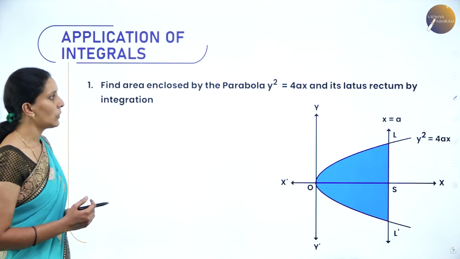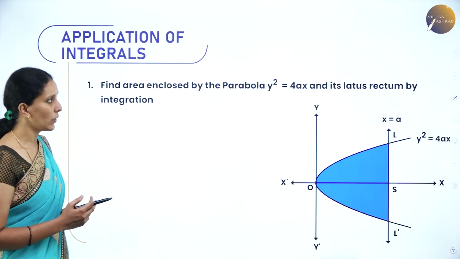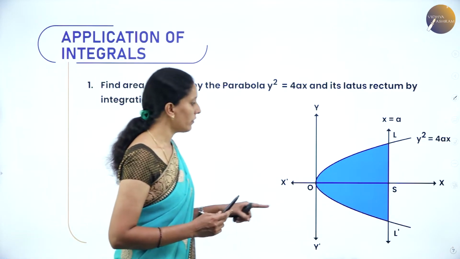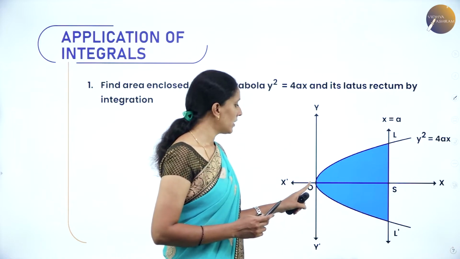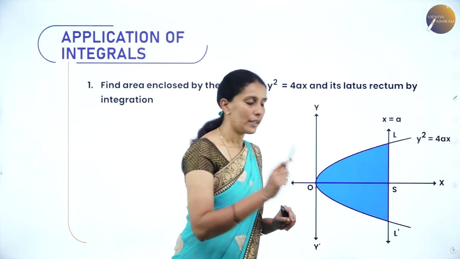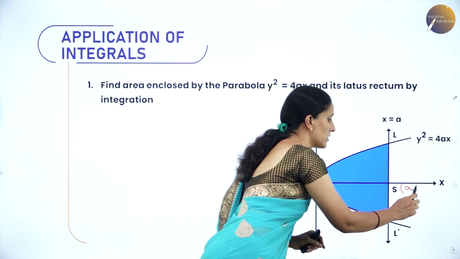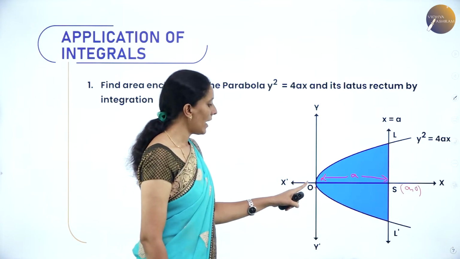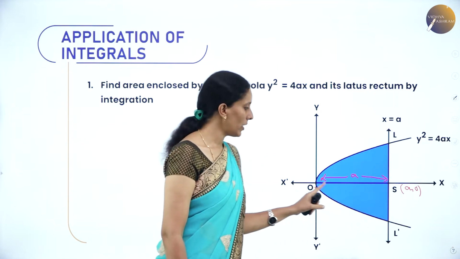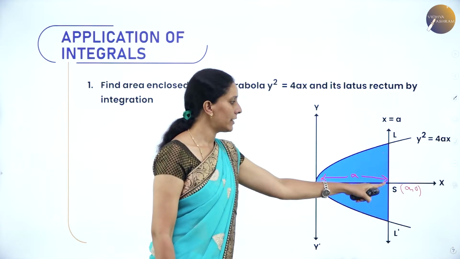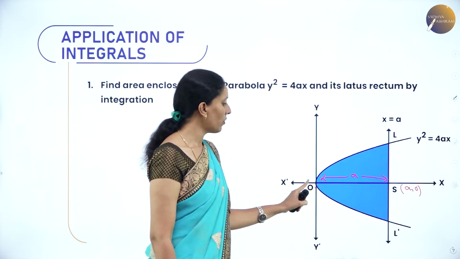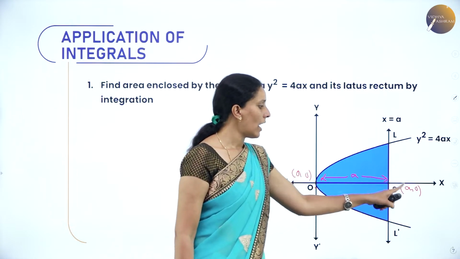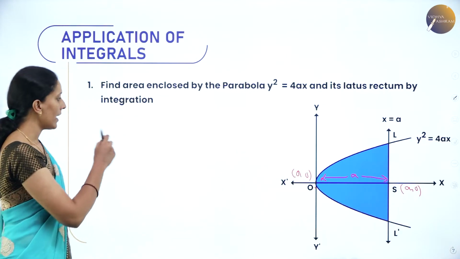Find the area enclosed by the parabola y square is equal to 4ax and its latus rectum by the method of integration. So here we know that the distance from the origin to the focus is always (a, 0), and this distance we usually call a. So therefore here x varies from 0 to a because the curve ends at the latus rectum whose distance is at a. So our lower limit is 0 and upper limit is a. So therefore here area.